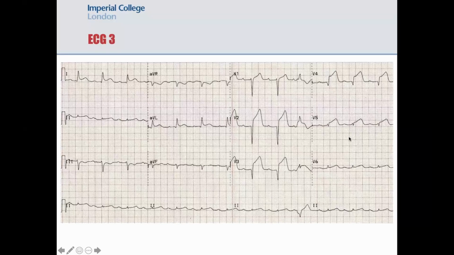Someone's asked, if a beta blocker is contraindicated, what would you give instead? Beta blockers can be contraindicated in asthma or in severe heart failure, so you would give a calcium channel blocker instead, usually nifedipine. If there are any more questions, just put them in the chat and I will answer as we go along. So, start writing down what you think the abnormality in this one is.